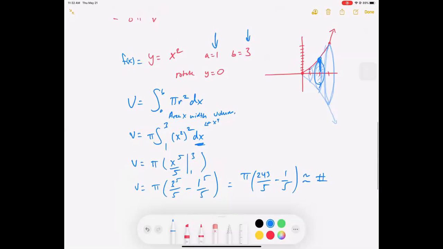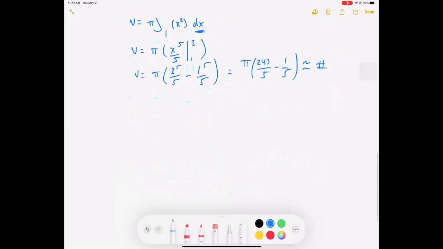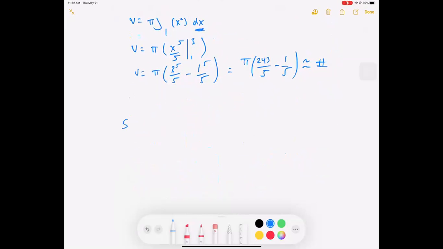So what if this object changes? Well, if I give you, let's say, something like a sine graph, and let's say between 0 and pi, let's include them. Sine graph looks like that. And if I rotate it, it just looks like a lemon in this case.